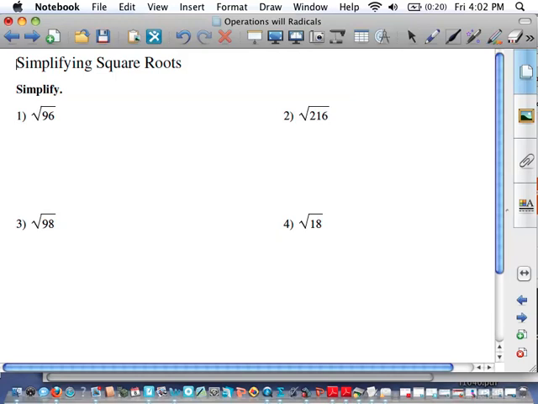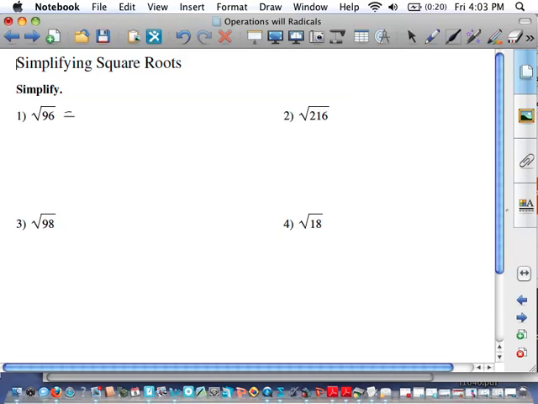So let's try dividing 96 by 4. 96 divided by 4 gives me 24. I still don't have a perfect square. How about 96 divided by 5? Oh, that's 19.2. That doesn't work. 96 divided by 6. There it is. 96 divided by 6 gives me 16.